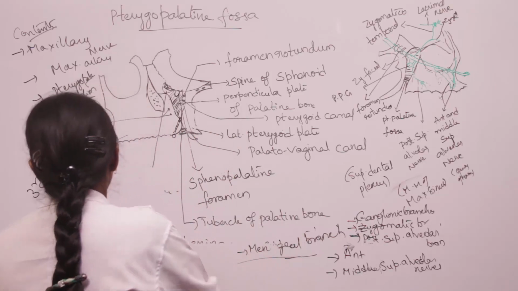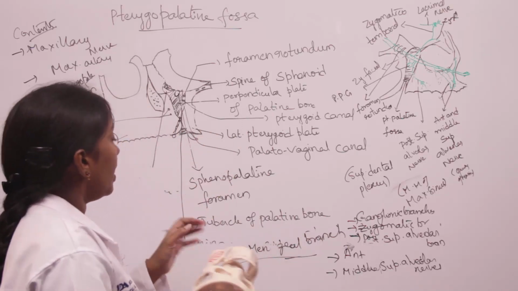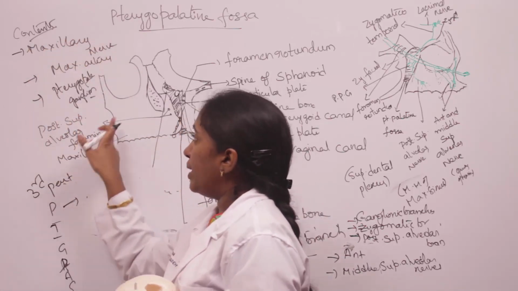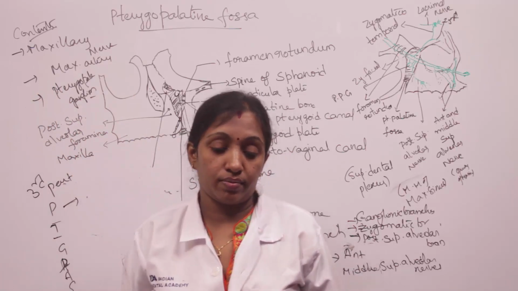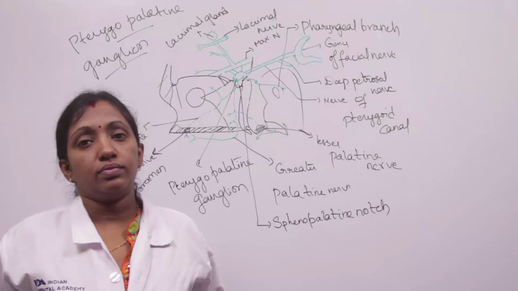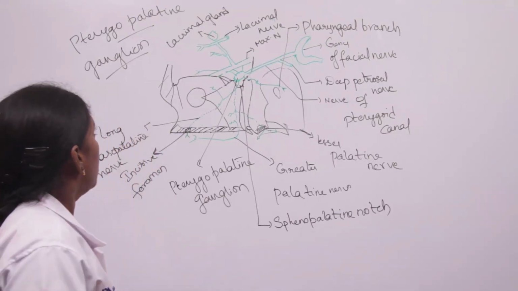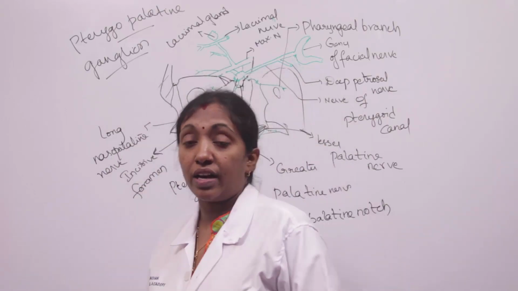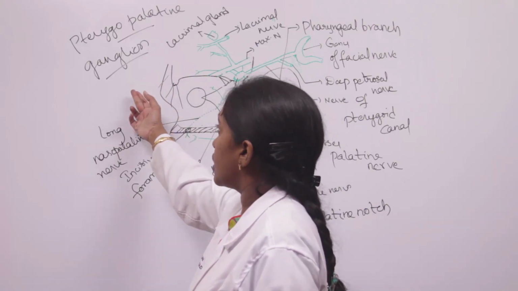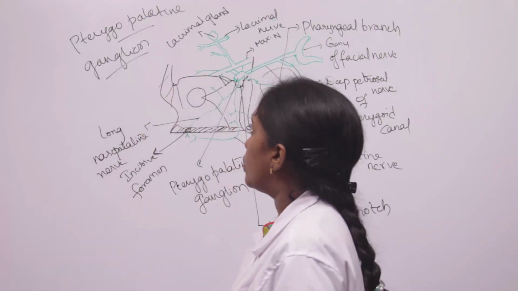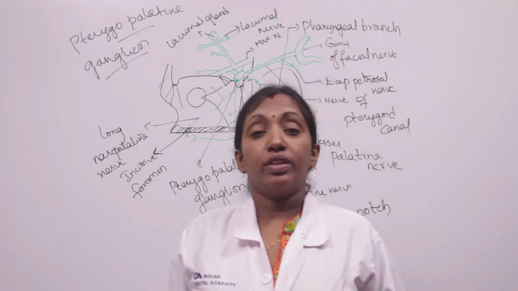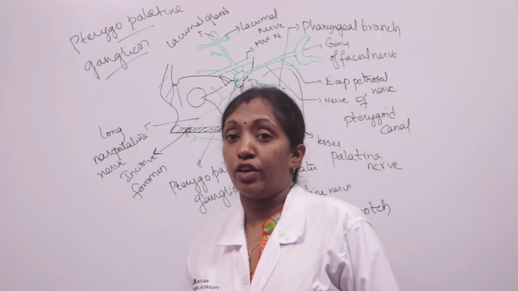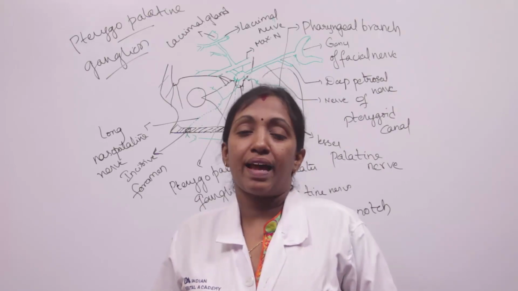Okay, so that's about the contents of the pterygopalatine fossa. So maxillary nerve is over as well as the maxillary artery is over, and coming to the pterygopalatine ganglion. The next important content is the pterygopalatine ganglion. The pterygopalatine ganglion is the largest when compared to the other 3 parasympathetic ganglia.